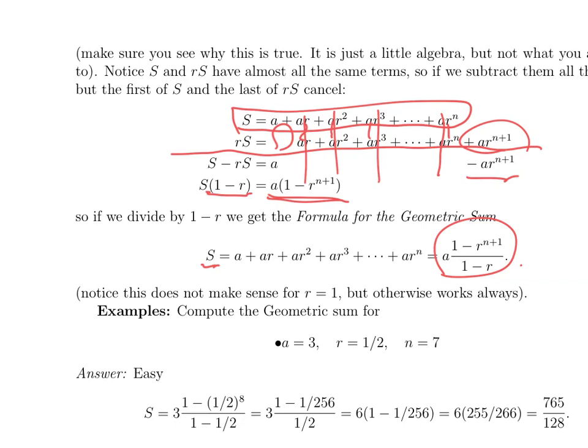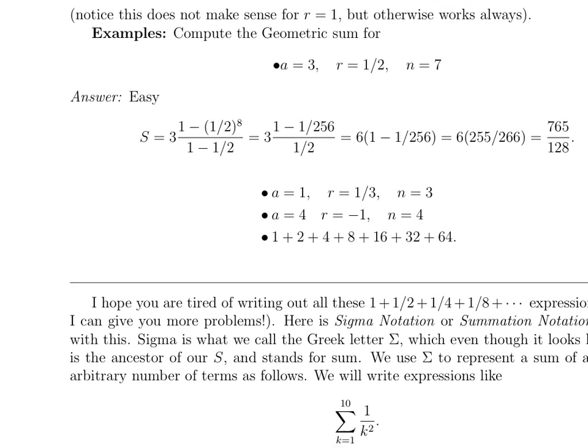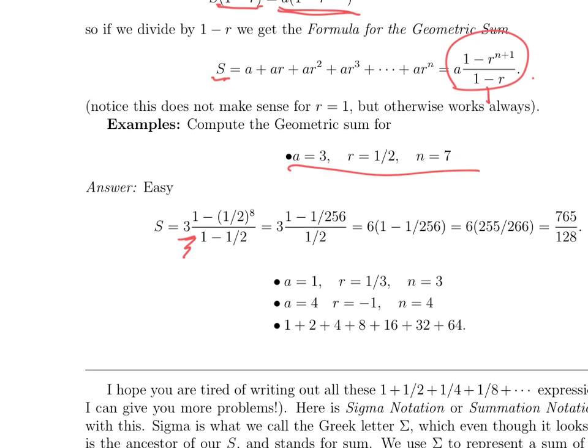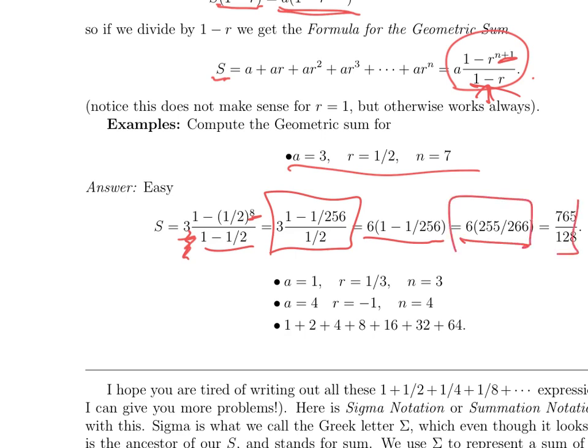Okay, so for example, if I tell you a equals 3, r equals a half, and n equals 7, you can find the sum, the quantity that the sum adds up to, by plugging into this formula here. A, which is 3, on the top you get 1 minus r, which is 1 half, raised to the n plus 1, which is 8. And on the bottom you get 1 minus r, which is 1 half. So that's 3 times 1 minus 1 over 256, all divided by 1 half. Dividing by a half is multiplying by 2. We do that subtraction, and then we do that multiplication. We get 765 over 128.